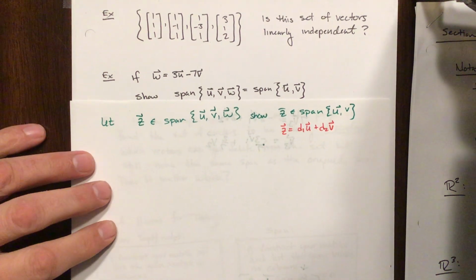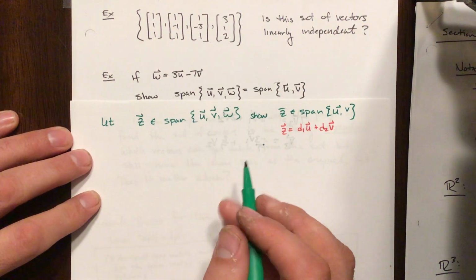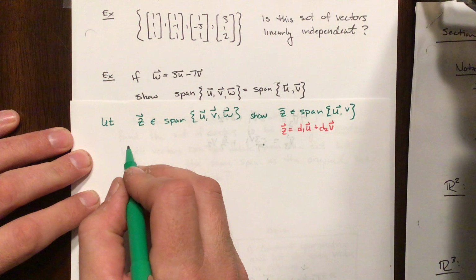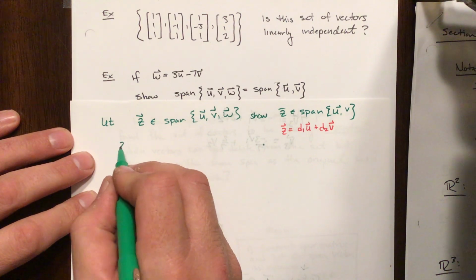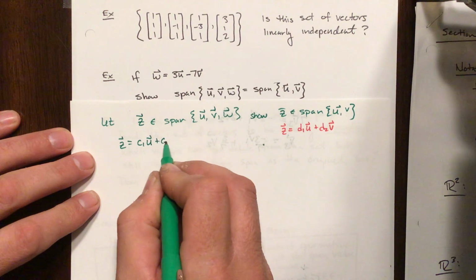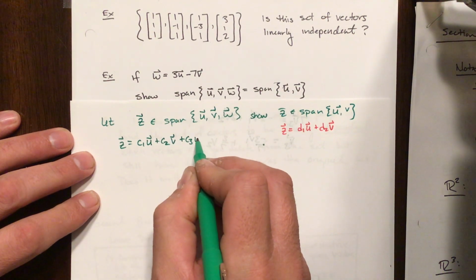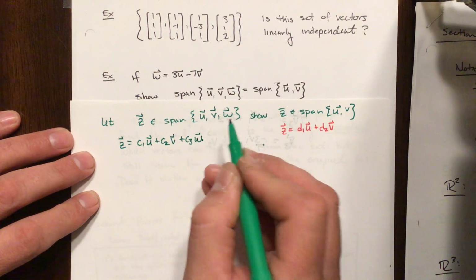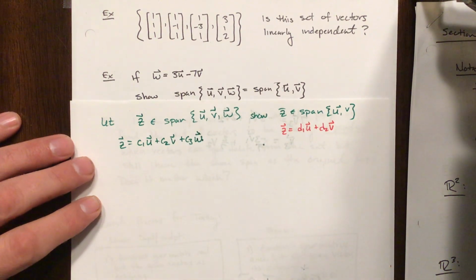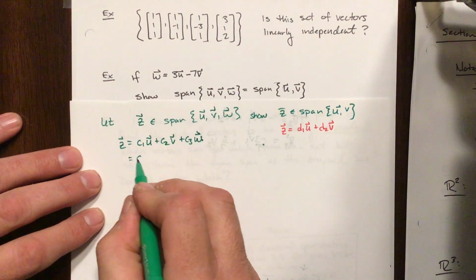So let's take a look at what I'm given. Z is in the span of U, V, and W. So that means Z is equal to C1U plus C2V plus C3W. Now W is equal to 3U minus 7V.